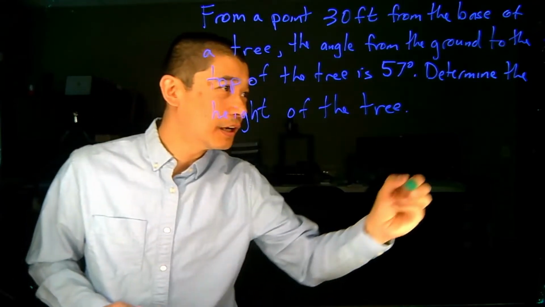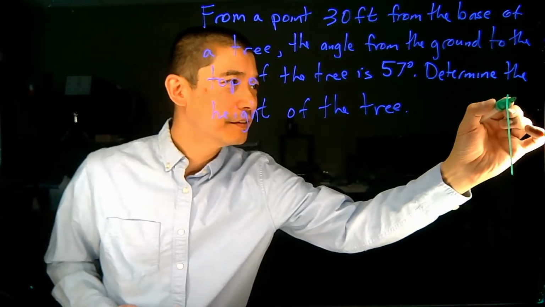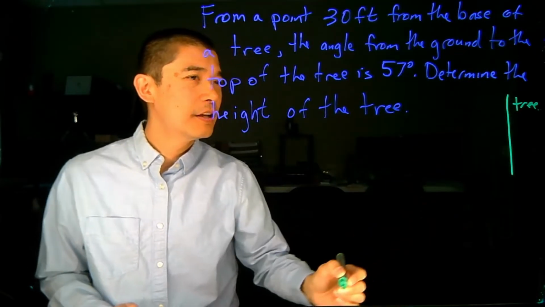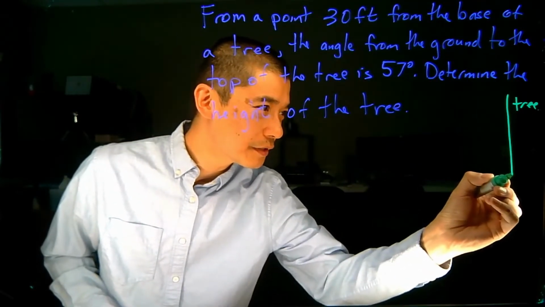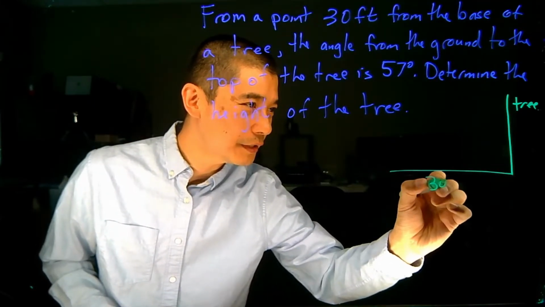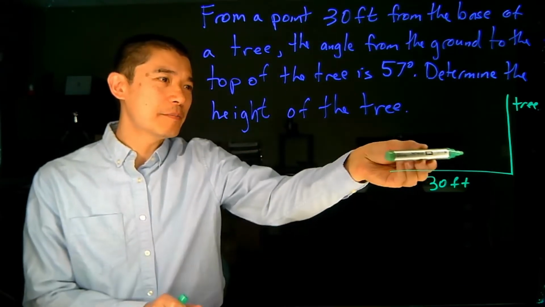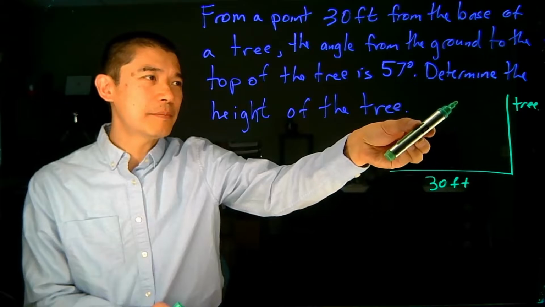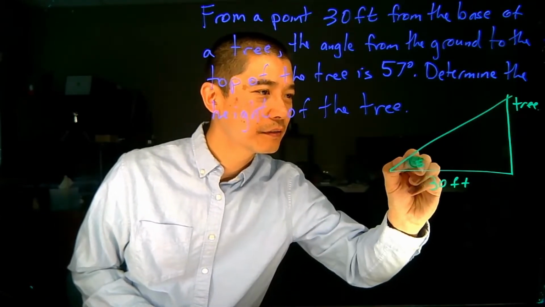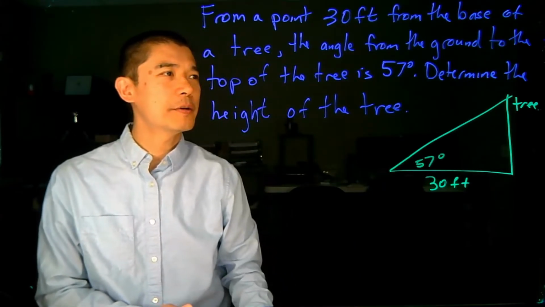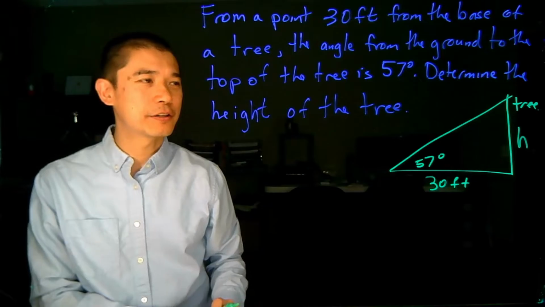All right, so what's going on? Well, let's draw a little diagram. There's our tree. We are at a point 30 feet from the base of the tree. So 30 feet this way. So we're 30 feet away from the tree. The angle from the ground to the top of the tree is 57 degrees. Determine the height of the tree. So we'll label the height of the tree h. That's our variable that we're trying to determine.